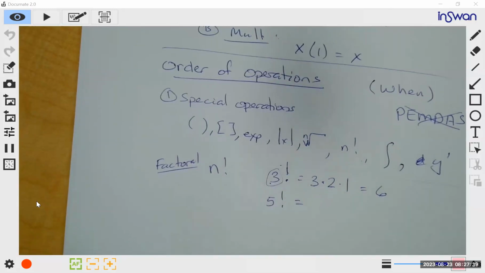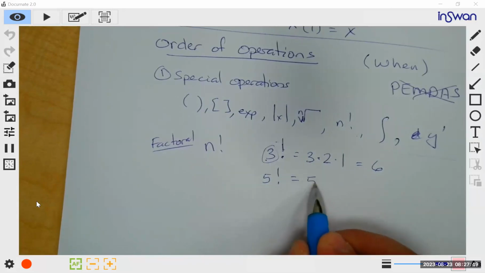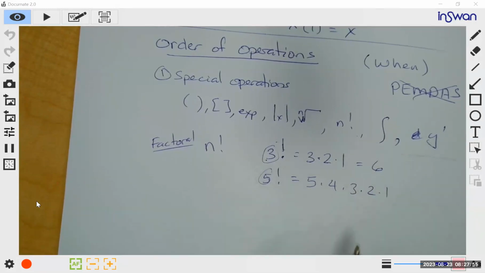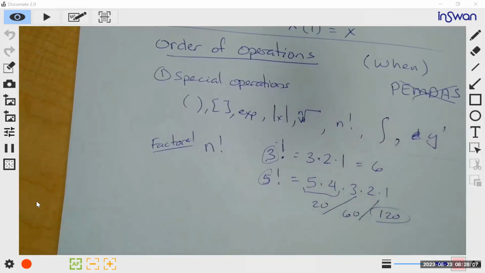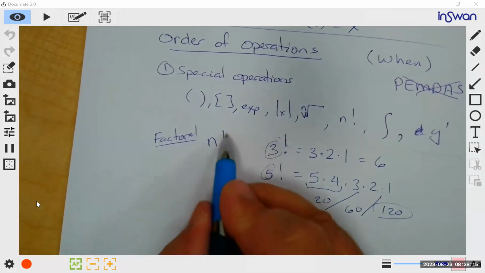What would 5 factorial be? Five times 4 times 3 times 2 times 1. So you start at 5. So let's see. 5 times 4 is 20. 20 times 3, 60. 60 times 2. I'm glad you're answering out, because everybody else is chicken. But yeah, that's all it is. And so that just says multiply everything.